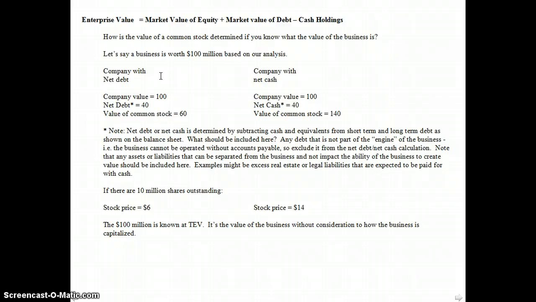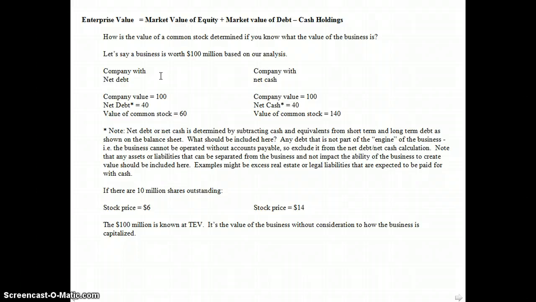The company's value of $100 million is equal to the value of the debt plus the value of the common stock. Like, who owns this company? It's worth $100 million. Well, 40 million of it is owed to some debt holder. It could be a bank, it could be bondholders, and 60 million of it is owned by the shareholders. That's how it's divided up.